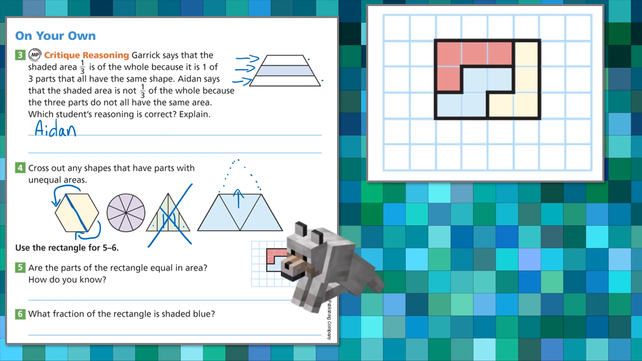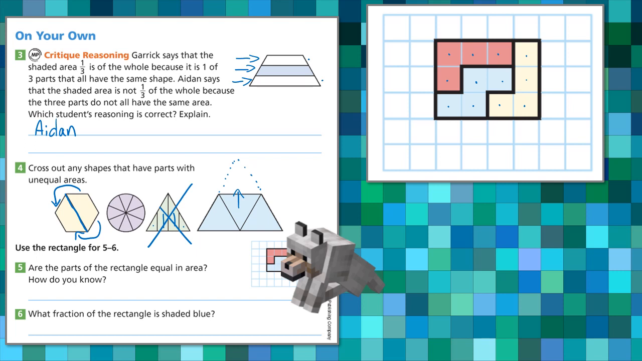Number 5. Are the parts of the rectangle equal in area? How do you know? Well, I know because there are 4 square units in each different color. Okay, so let's count them. 1, 2, 3, 4. The yellow. 1, 2, 3, 4. And the blue. 1, 2, 3, 4.